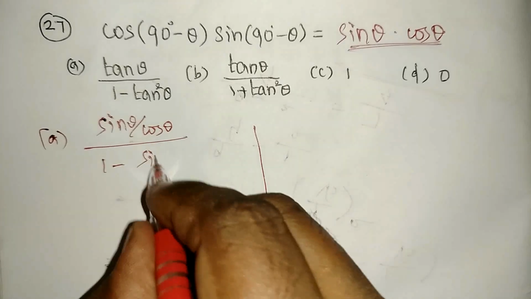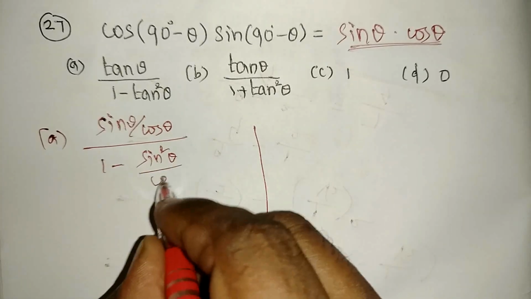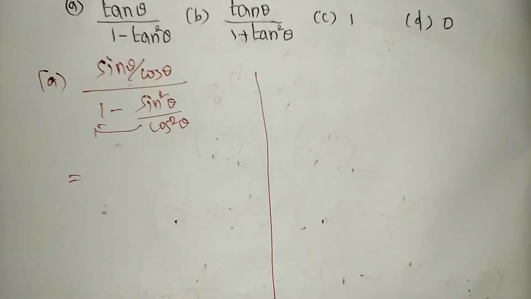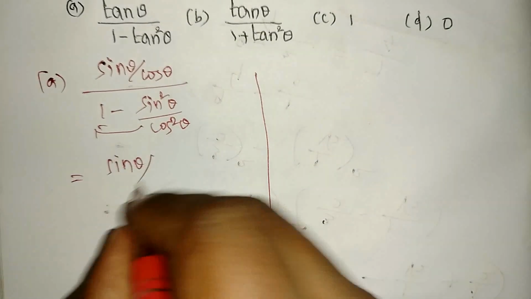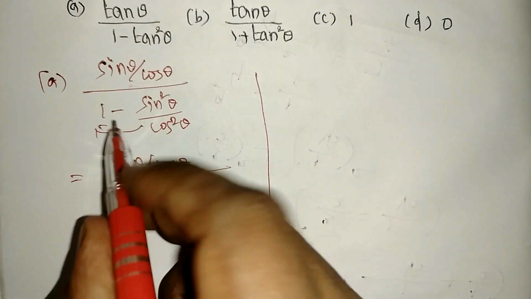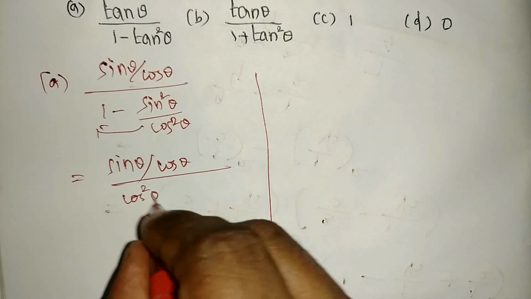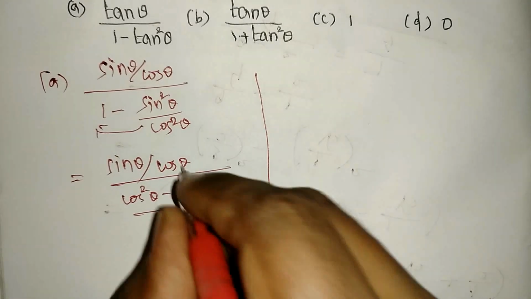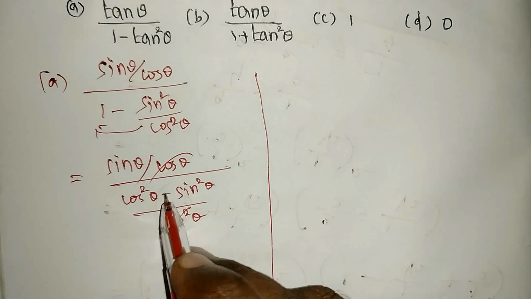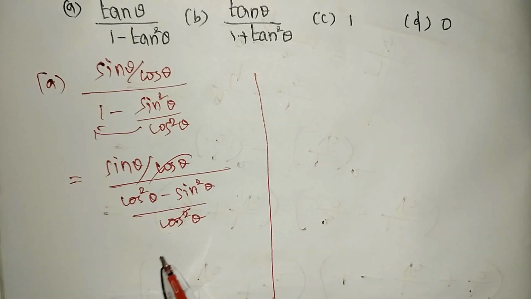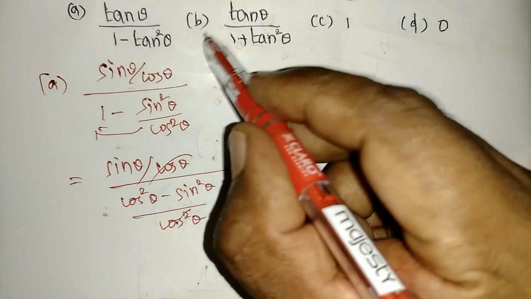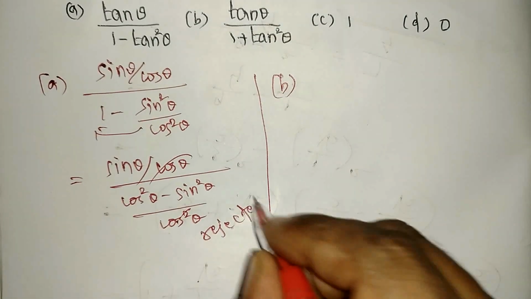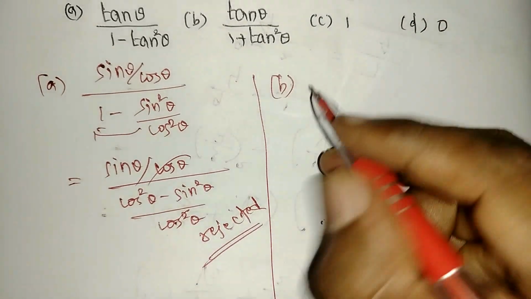We'll go there. Now we can write sin square theta divided by cos square theta. Just take cross multiplication. So what am I getting for this? Sin theta divided by cos theta, whole divided by 1 minus cos square minus sin square, whole divided by cos square. So whatever you cancel, the minus is there, so it is not possible to continue. You never get this one. Right, so option A is rejected. We'll go for option B then.